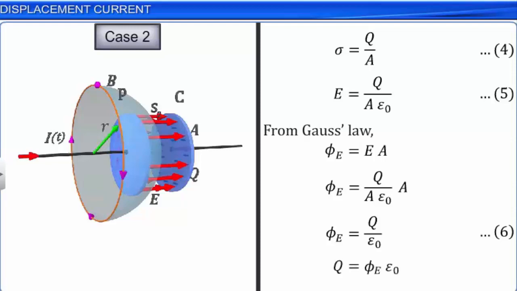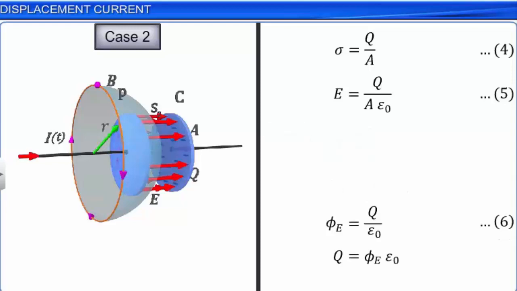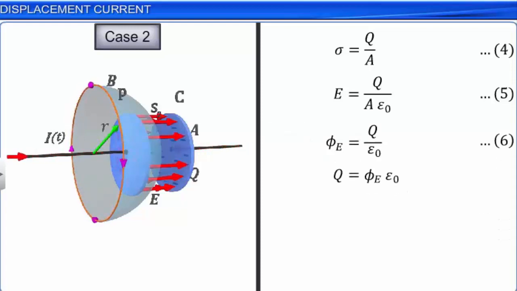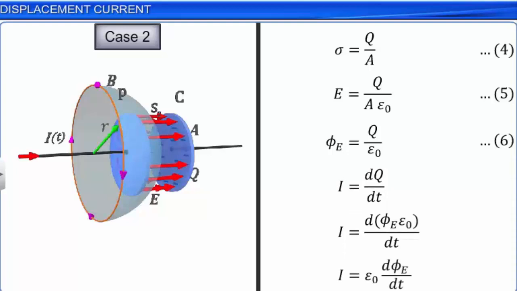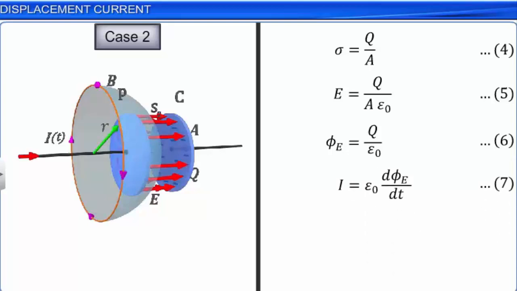Due to the time-dependent current source, the charge on the plates of the capacitor changes with time. Thus, the current due to the rate of change in the charge, I, is equal to dQ by dt. On substituting the charge, we get the current I is equal to d phi E into epsilon naught by dt, which can be written as I is equal to epsilon naught into d phi E by dt. Let this be equation 7. This is the missing term in Ampere's law, which is the current due to the changing electric field between the plates of the capacitor. This current is called displacement current, denoted as ID.